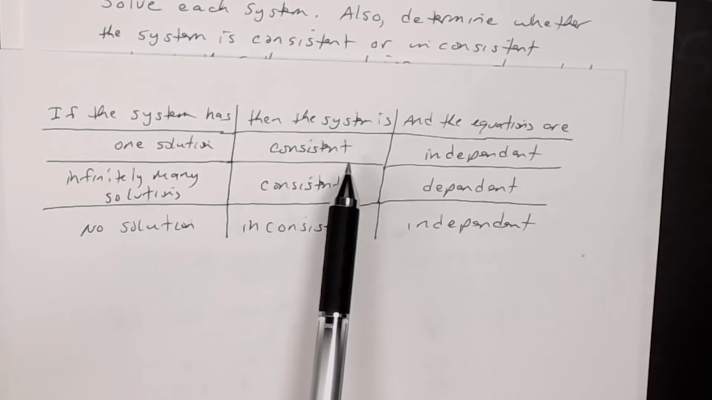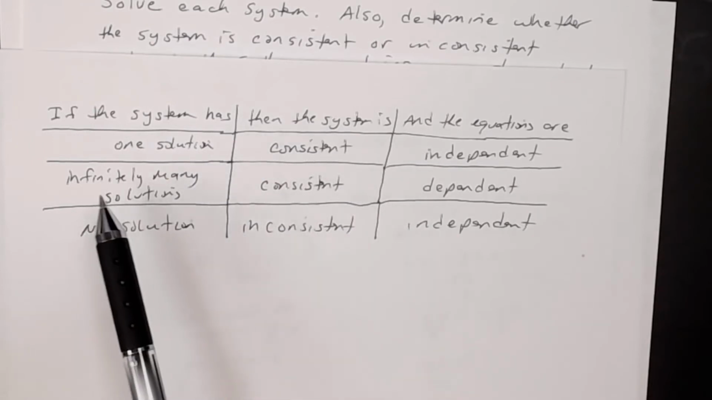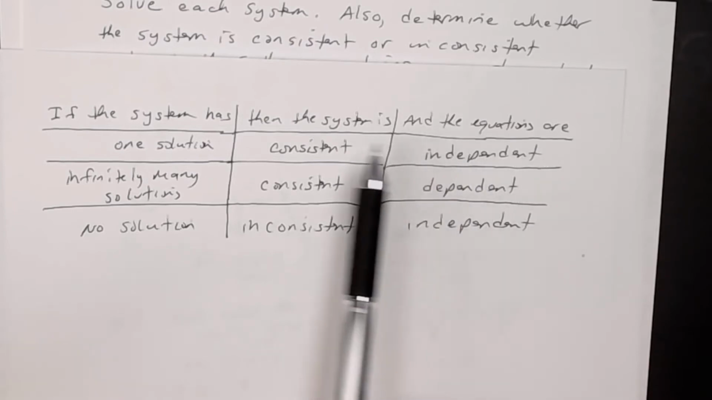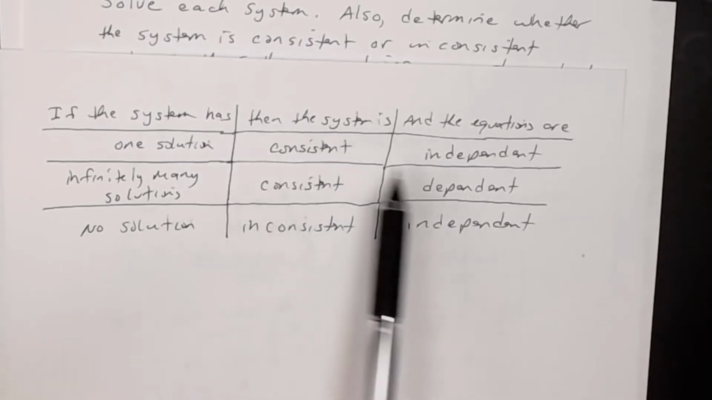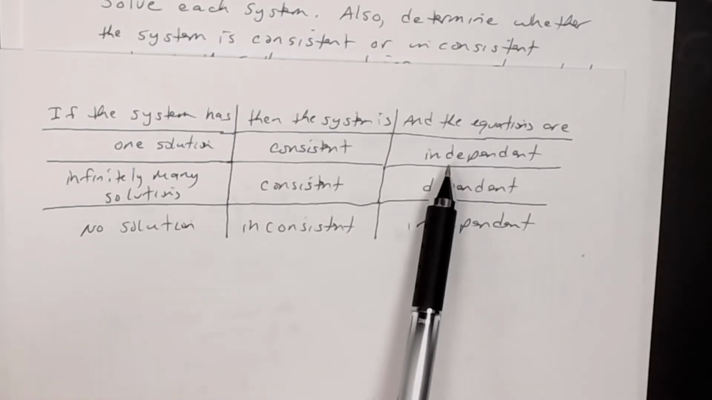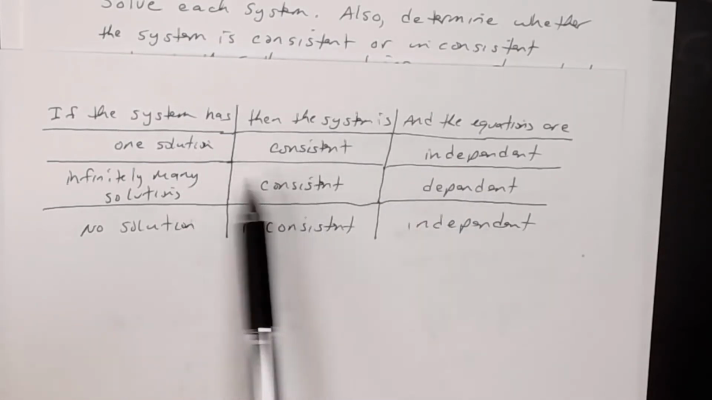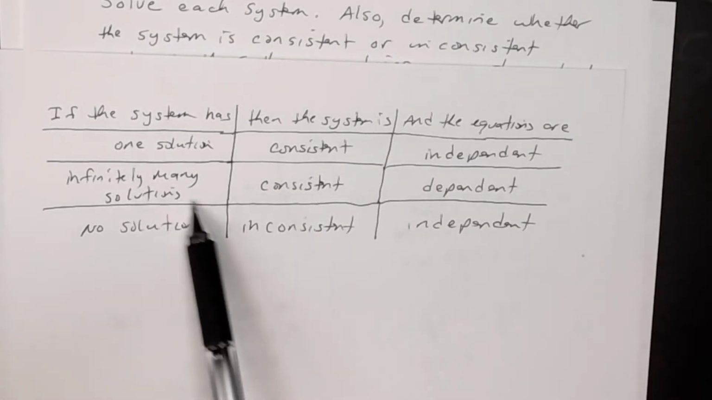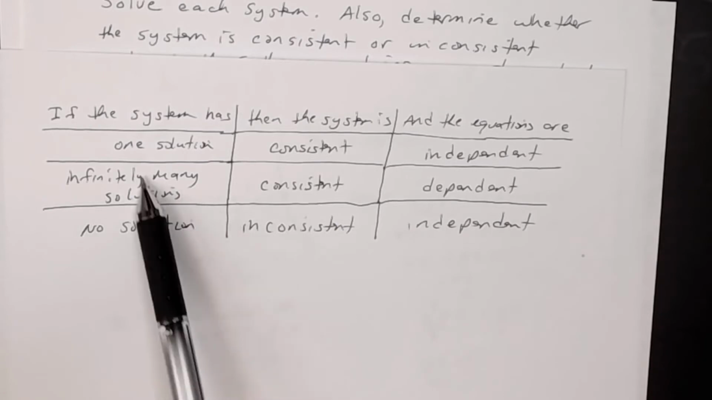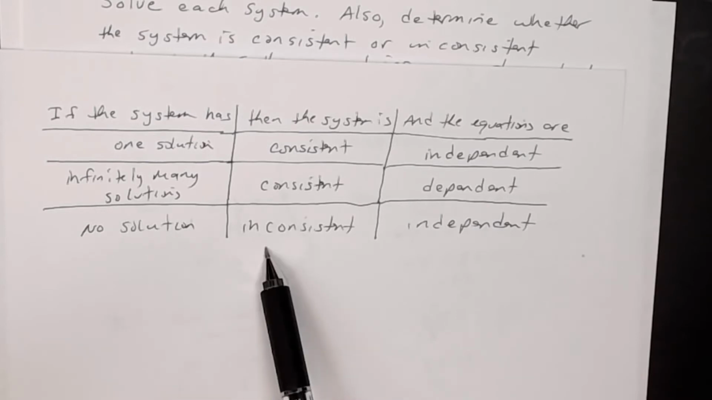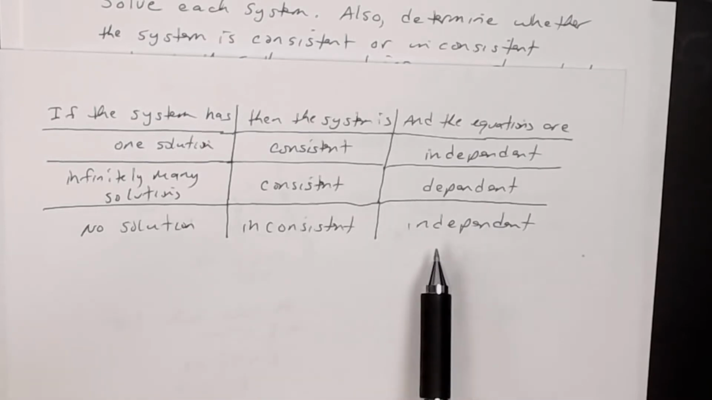So a system is consistent if it has one solution or an infinite number of solutions. You need to be careful, because if it has one solution, then the equations are independent of each other. If it's an infinite number, that means, if you go back to that lesson, that the equations overlap. So the graphs are the same. So they're dependent.